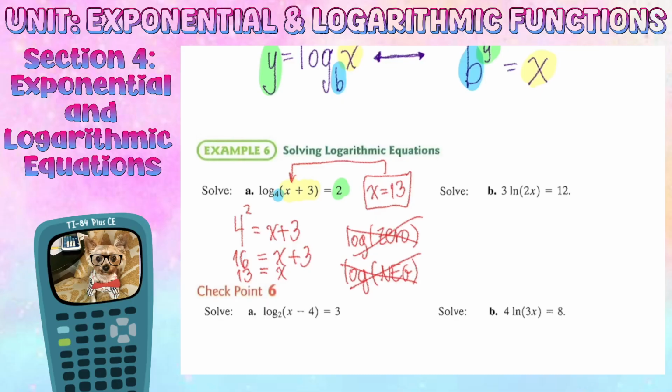Let's try another example. How about this one here? Now here, we've got to deal with this 3 because it's kind of floating around in the way, and I need to kind of get rid of it, if you will. Like, it's got to move, it's got to go somewhere else, right? So how do I deal with this 3?